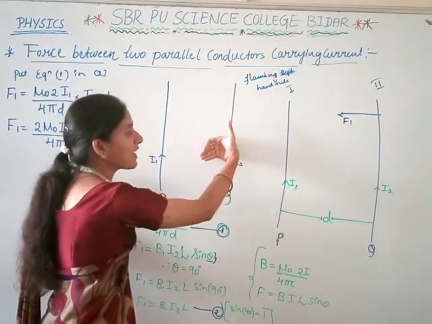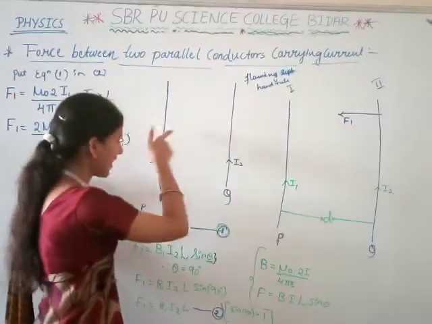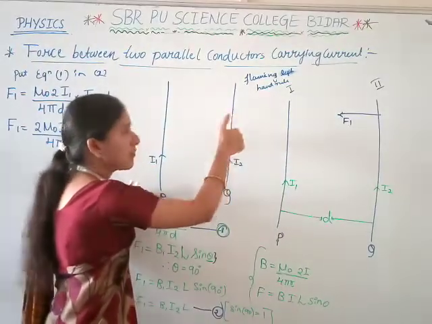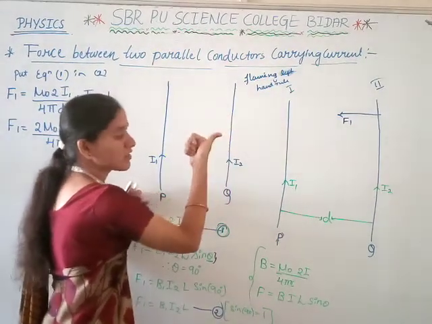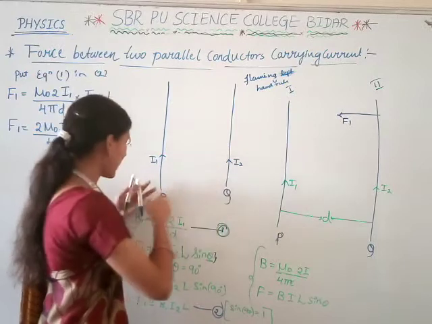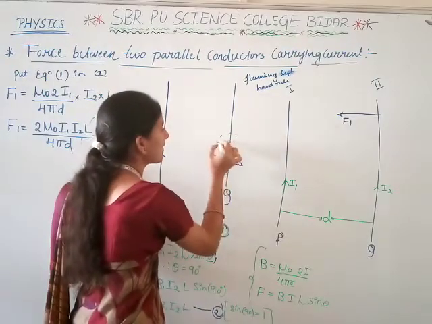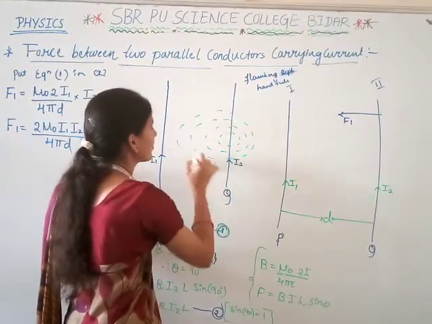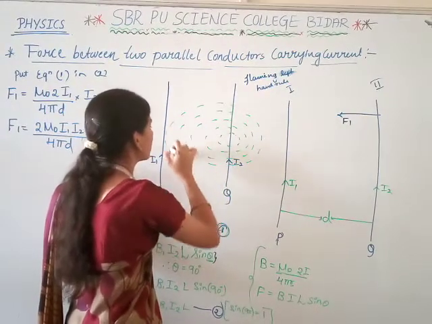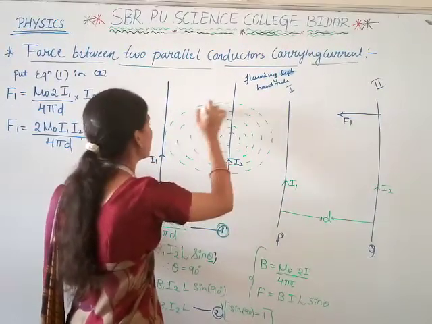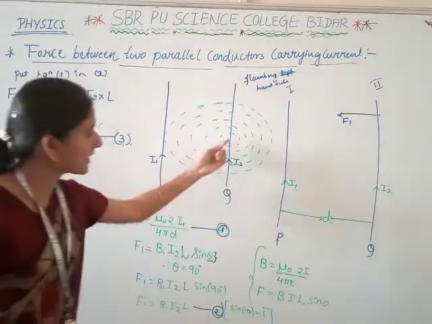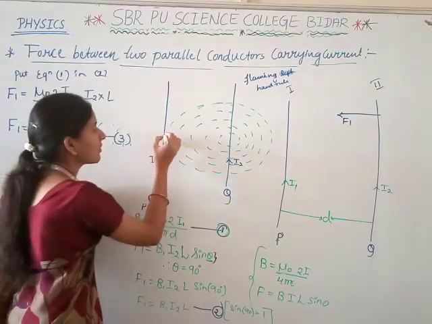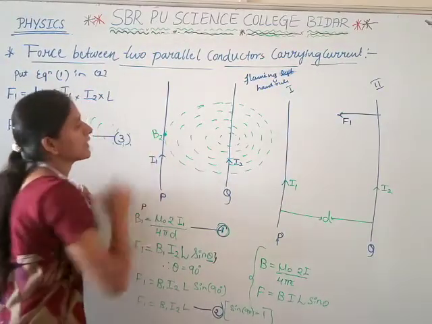Okay, when we apply Fleming's left hand rule, it is the same as we did by considering conductor P. Here also we take the thumb in the direction of the current, and the curl of the fingers represents the magnetic field, which produces the magnetic field in this direction. This is the magnetic field produced by conductor Q when the current I2 is flowing here. That magnetic field is named B2 here.